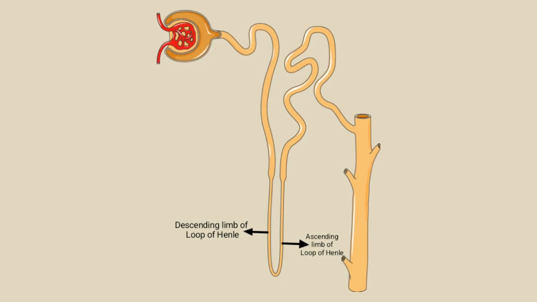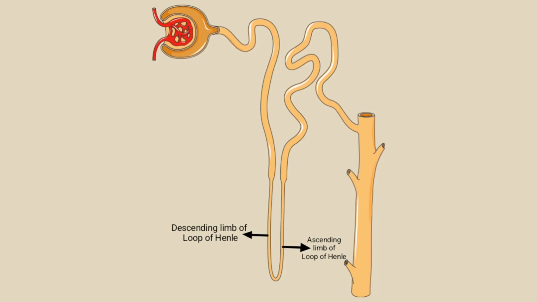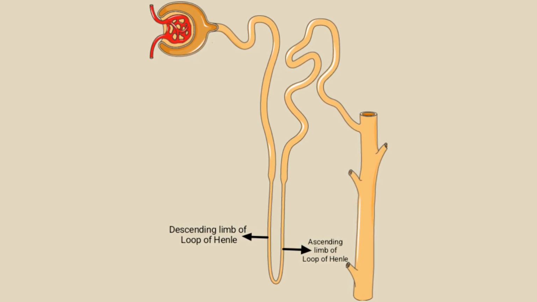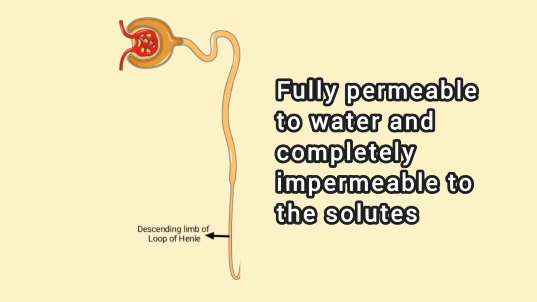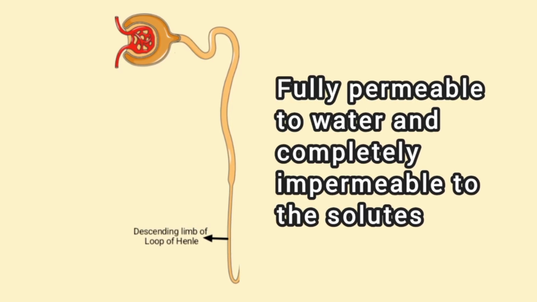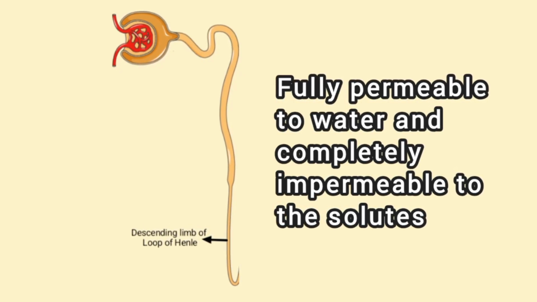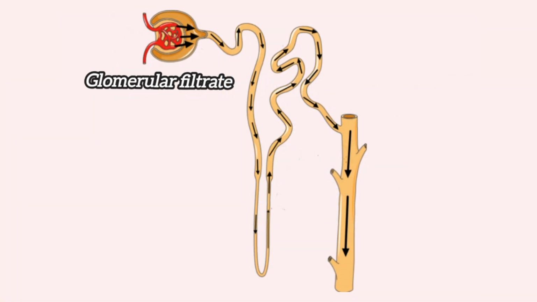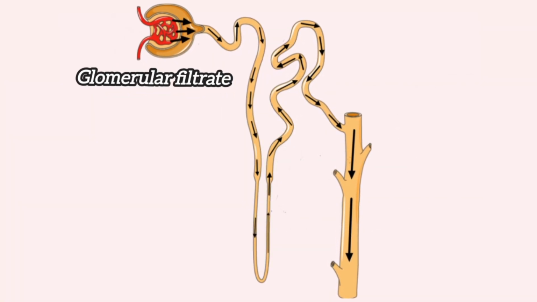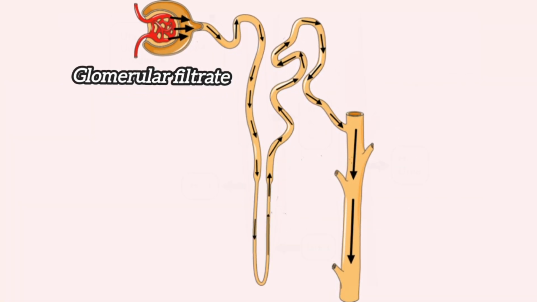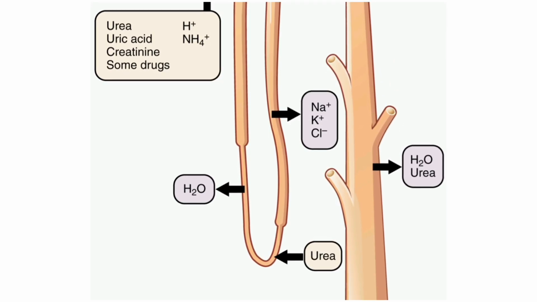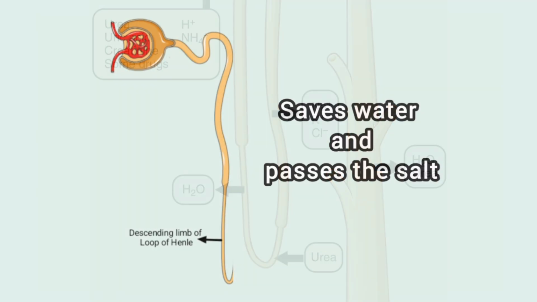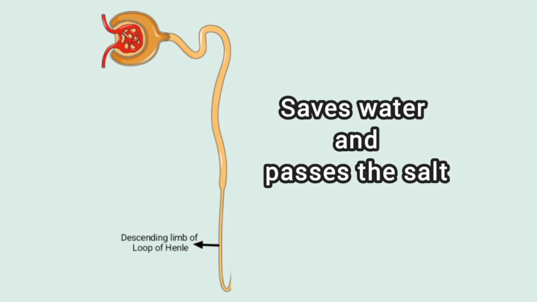The descending and the ascending limbs of the loop of Henle are part of the countercurrent multiplier. The descending limb of the loop of Henle is fully permeable to water and completely impermeable to solutes. It receives filtrate from the proximal convoluted tubule, allows the water to be absorbed and passes salty filtrate to the next segment. Thus, it saves the water and passes the salt.